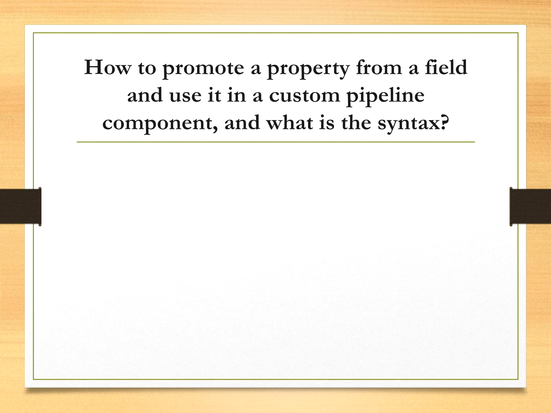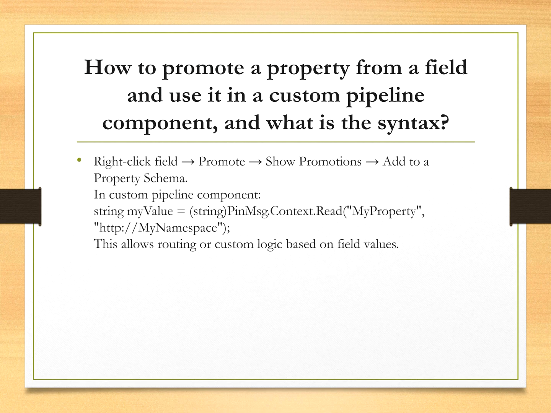how to promote a property from a field and use it in a custom pipeline component, and what is the syntax? To do this, right click the field, click on promote, show promotion, and add to a property schema. And in the custom pipeline component, we just write a variable like pInMessage.Context.Read with the property name and the namespace of the property. Moving to the next question.